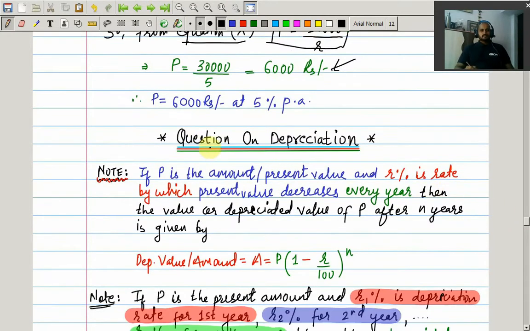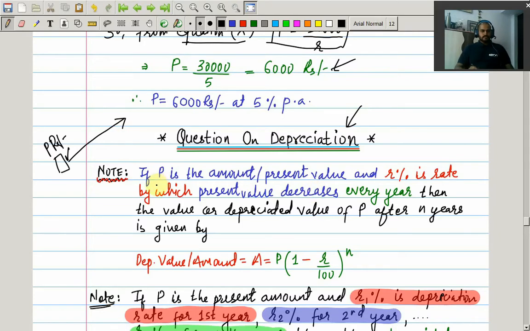Now we have some questions on the depreciation topic. What do we mean by depreciation? If I have bought some machinery for p rupees, with time the value of this machine will get depreciated. So that comes in this topic, the depreciation topic.